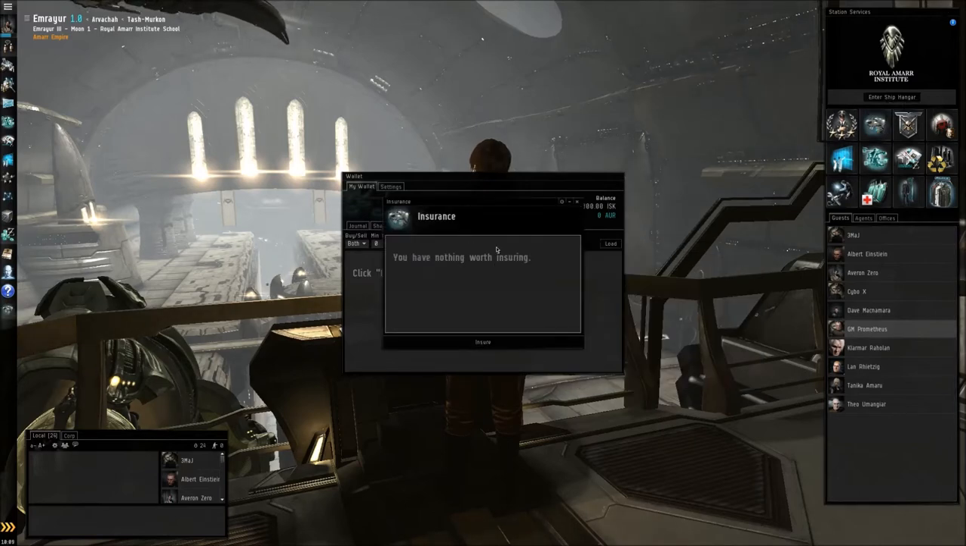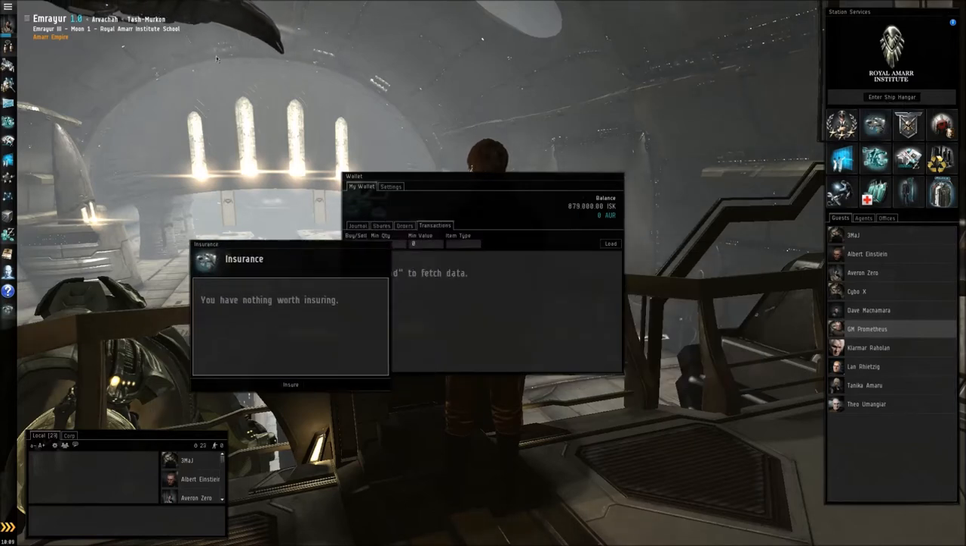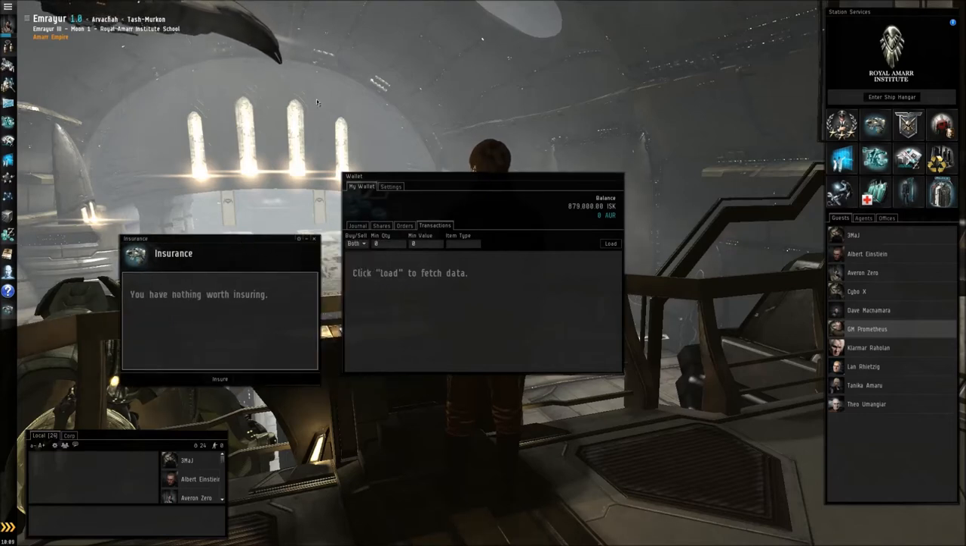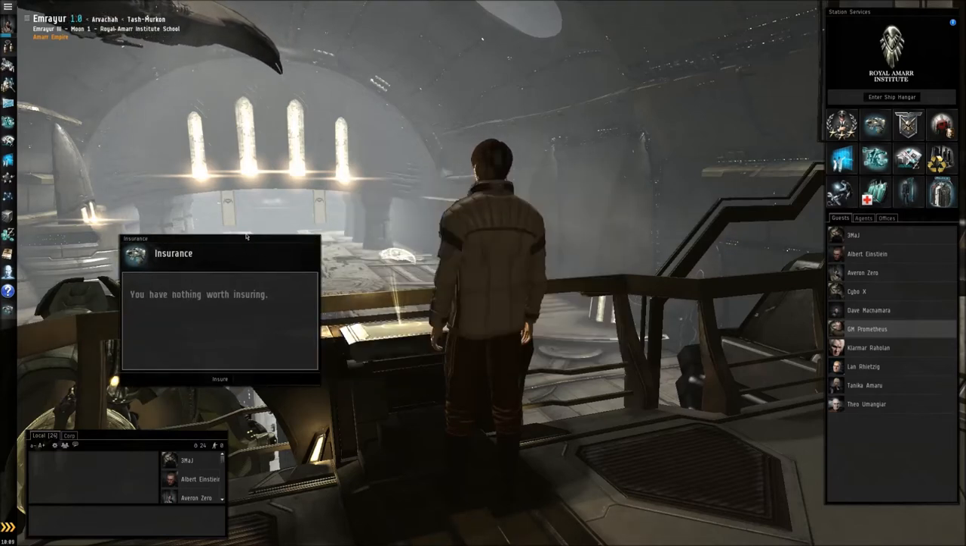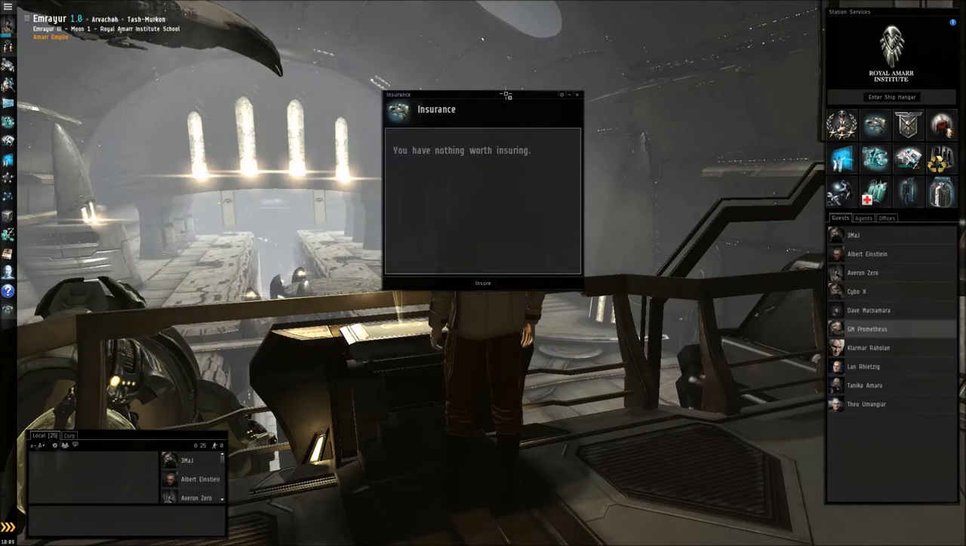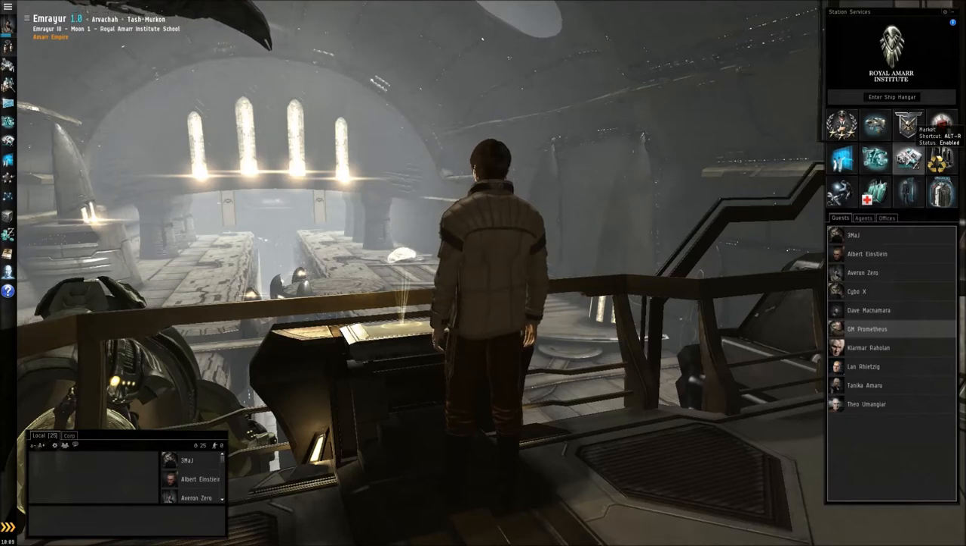Because this is a new ship, you can't insure it. And if you lose your ship, you always get a new ship back. Now, if you have a decent ship, you can insure it, and if you lose it, you get a bit of money back. That helps lessen the blow.